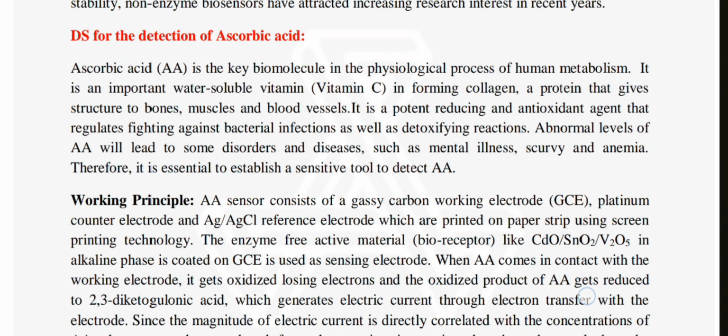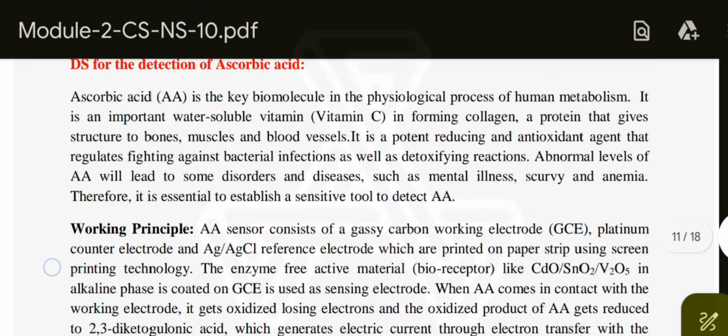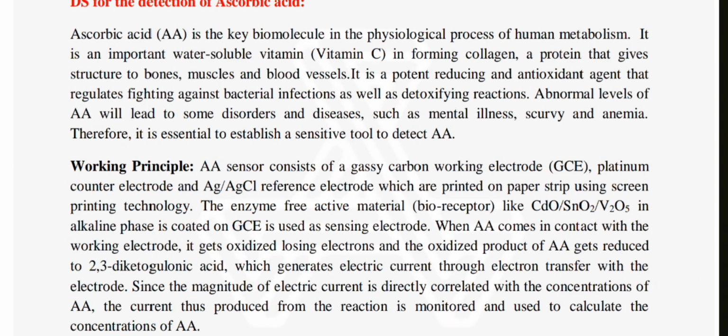It is a potent reducing and antioxidant agent that regulates fighting against bacterial infection as well as detoxifying reactions. Abnormal levels of AA, ascorbic acid, will lead to some disorders and diseases such as mental illness, scurvy, and anemia. Therefore, it is essential to establish a sensitive tool to detect ascorbic acid.